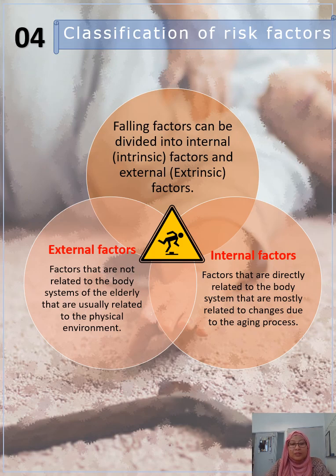So, what are the common classifications of risk factors of falls? Falling factors can be divided into internal or intrinsic factors and external or extrinsic factors. So what are the external factors? Factors that are related to the physical environment. We have defined this earlier in the terminologies. Again, internal factors are factors that are directly related to the body system that are mostly related to changes due to the aging process.